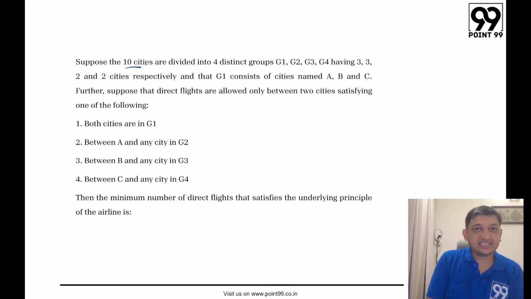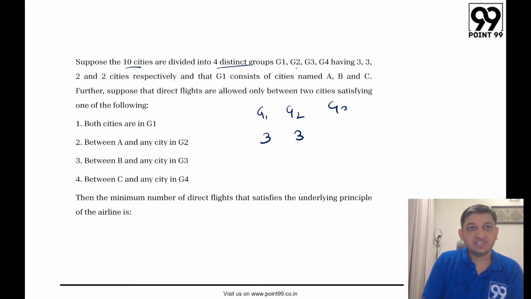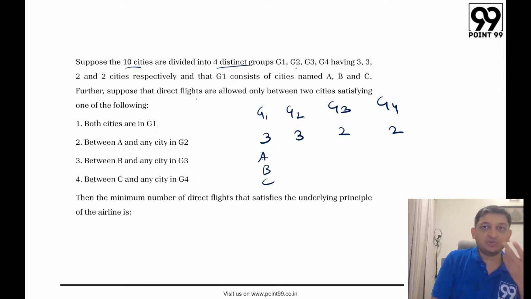Now, 10 cities are divided into 4 distinct groups: G1, G2, G3, G4. Now, G1 has 3 cities, G2 has 3 cities, G3 has 2 cities, and G4 has 2 cities. G1 consists of cities A, B, and C. ठीक है? And direct flights are allowed between these 2 cities satisfying one of the following. बाकी कहीं पे direct flights है ही नहीं.